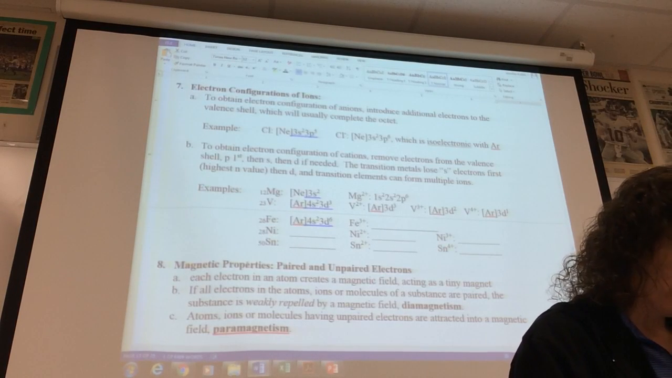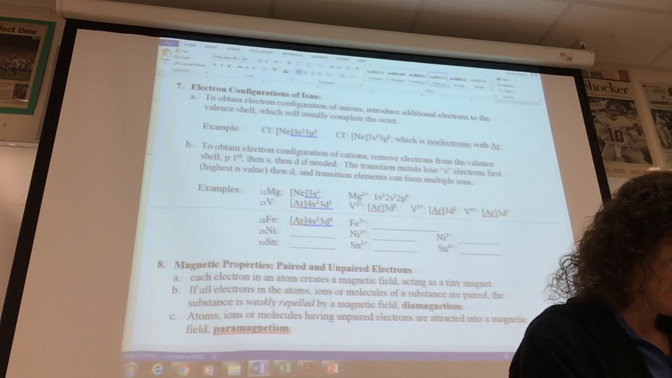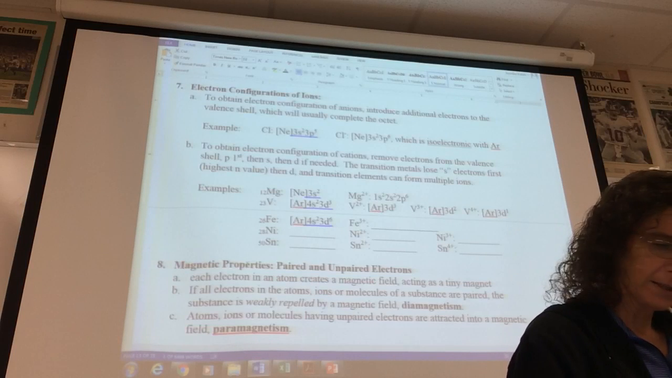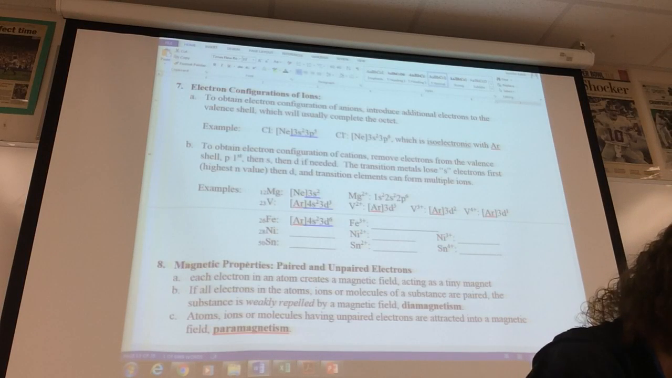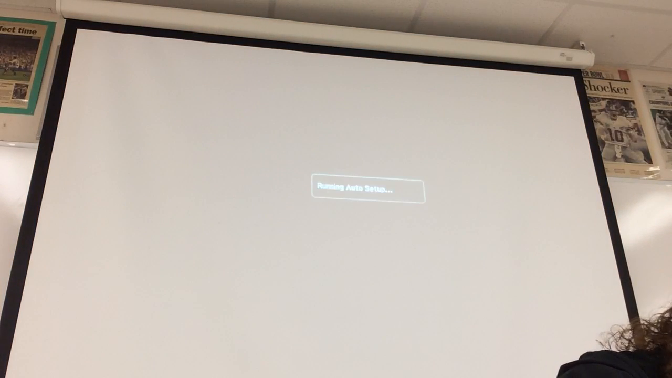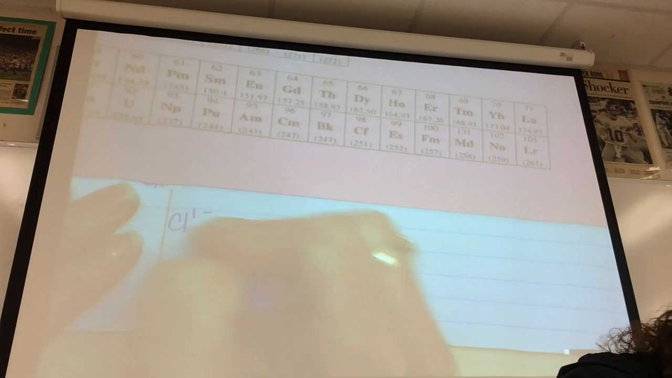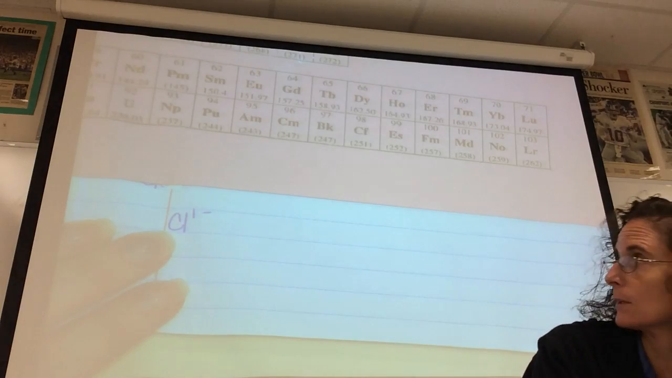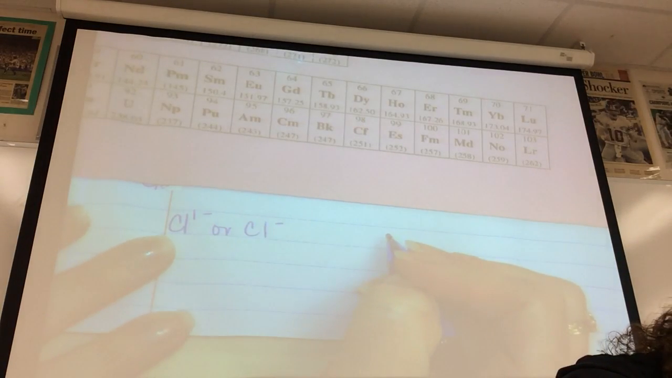Keep in mind though, ions can be isoelectronic with each other. For example, if we stay with this one, we can find a whole bunch that are isoelectronic. So for example, we said chloride ion. I wrote 1 minus, you would typically write just minus. I was trying to fix it, but it didn't work.